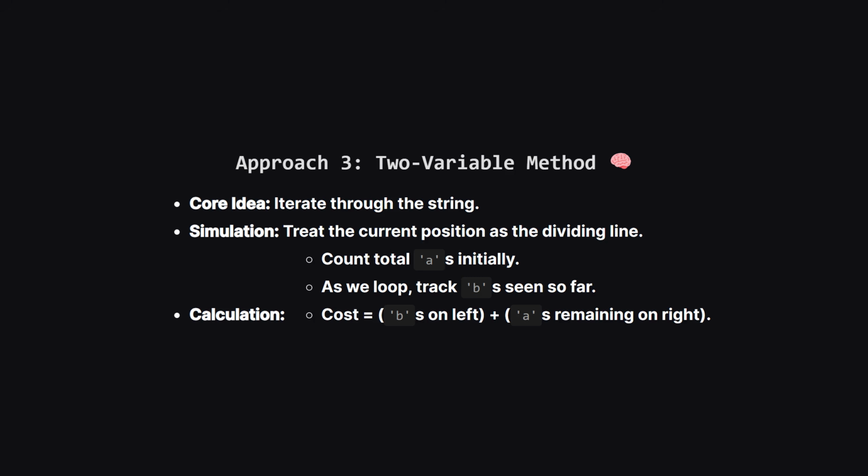Our first major approach is what the editorial calls the two-variable method. It's a really smart optimization of the dividing line idea I mentioned earlier. First, we count all the A's in the string. Then, we walk through the string character by character. At each step, we pretend this is the split point. We calculate how many B's we would have to delete on the left, and how many A's we'd have to delete on the right. We just keep track of the minimum cost we've found as we walk the entire length.